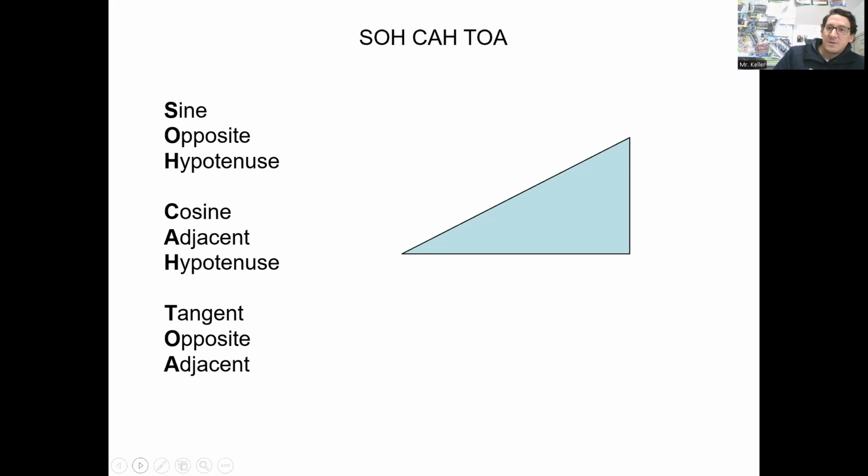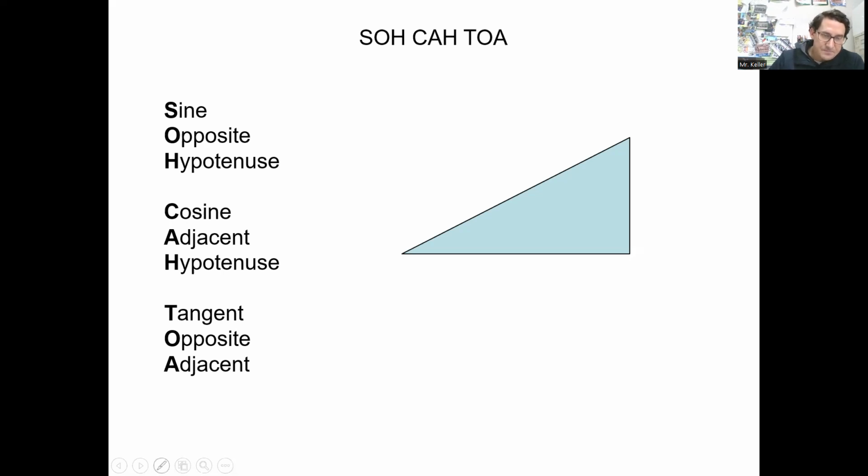So the ratios are side lengths on right triangles. You're comparing side lengths with angles of right triangles. We have this mnemonic here to help us remember what the ratios are. SOHCAHTOA. You may have heard that before. We're going to hear this term a lot in the next couple of days. What SOHCAHTOA stands for is: the S is sine, then opposite over hypotenuse; then cosine, adjacent over hypotenuse; and then tangent, opposite over adjacent.